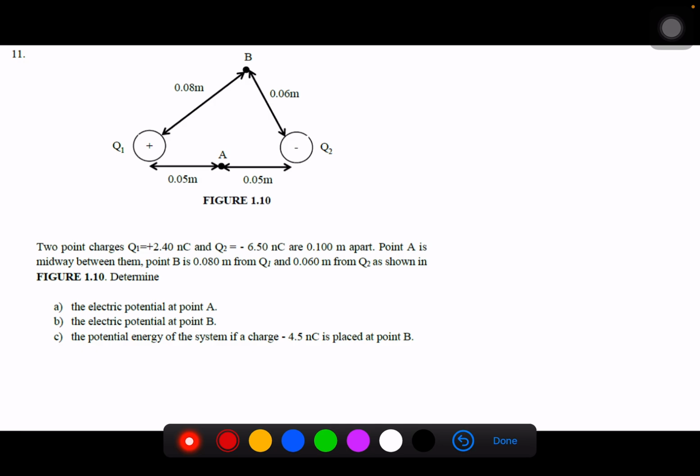Question 11. Two point charges Q1 and Q2 are 0.1 meter apart. Point A is midway between them. Point B is 0.08 from Q1, as shown in the diagram. Determine A, potential at point A, B, potential at point B. And then question number C, they want you to find the potential energy of the system. I'm going to skip A because I think that one is very similar to B. But we discuss the B.